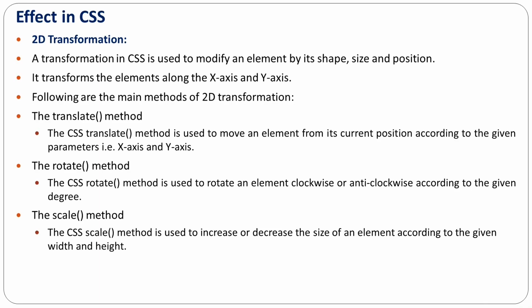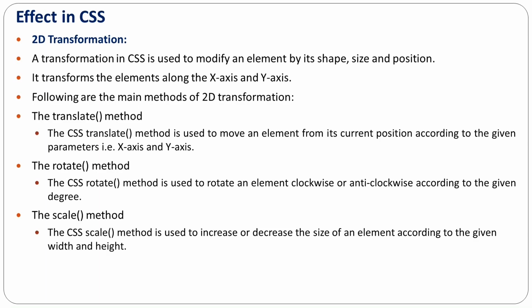A transformation in CSS is used to modify an element by its shape, size and position. It transforms the elements along the x-axis and y-axis. Following are the main methods of 2D transformations. The most important method is translate. The CSS translate method is used to move an element from its current position according to the given parameters, that is x-axis and y-axis. It just moves the current object from its current position to the specified axis values.